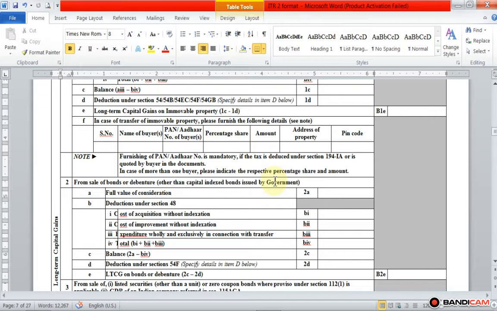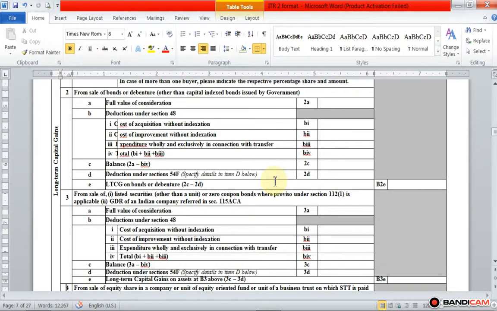Then the same for sale of bonds or debentures. Sale of bonds and debentures is a long-term investment in debentures and bonds, then full consideration. So debentures and bonds are sold by the SEC, then full consideration. Then we get a deduction for acquisition or for improvement or for expenditure incurred for transfer of such investment, such bonds and debentures. Then we make a total, B1 plus B2 plus B3. Then we find out a balance: 2A minus B4. We get a balance. Then we get a deduction under section 54F. If applicable to the SEC, then we take it into consideration. If not applicable to the SEC, then we ignore the deduction under section 54F.